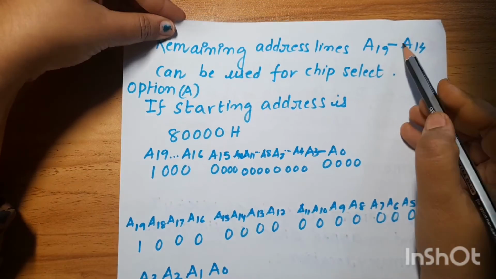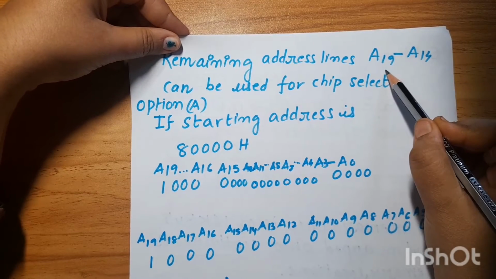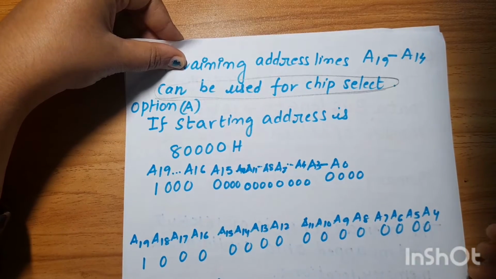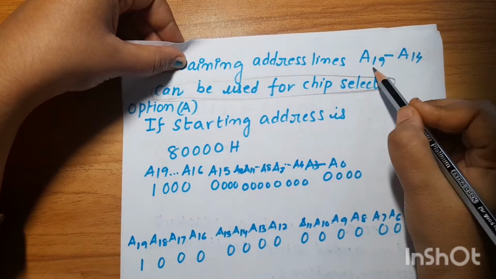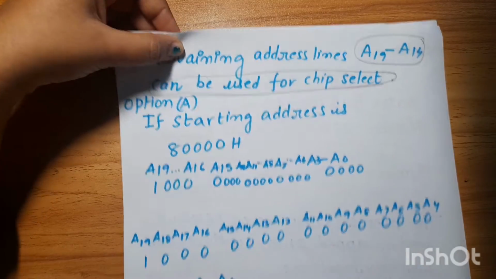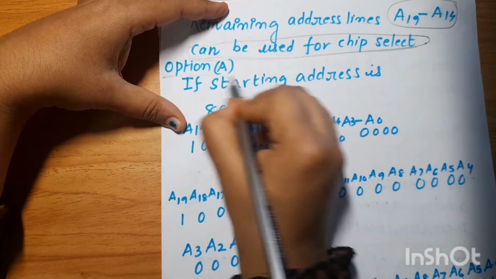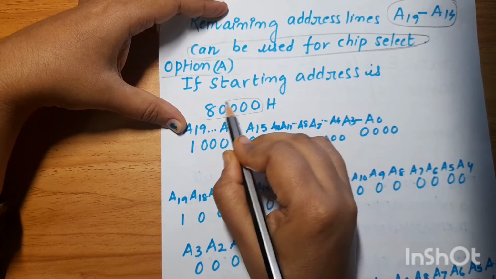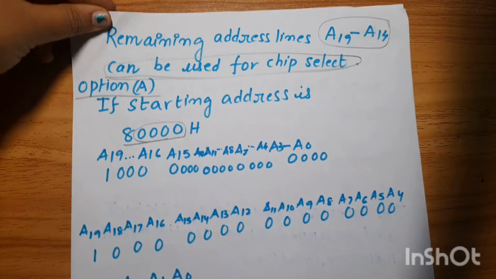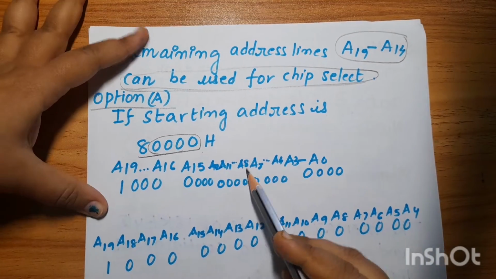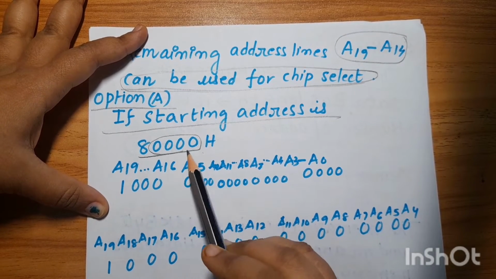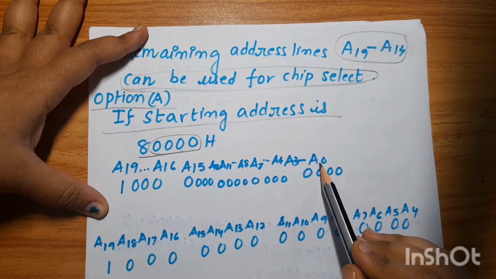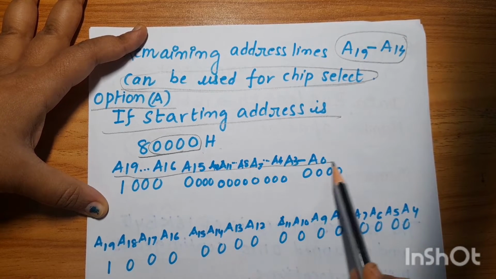Okay, the remaining address lines are A14 to A19. That would be used for chip select. So in order to chip select the memory chip, we will need the A14 to A19 address lines of the microprocessor. Now option A. Let's discuss option A. In option A, the starting address is 8 followed by 40H.